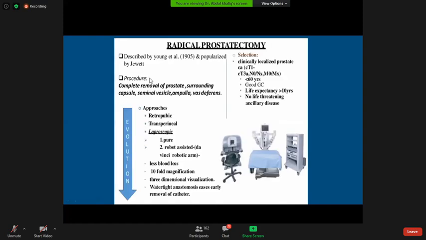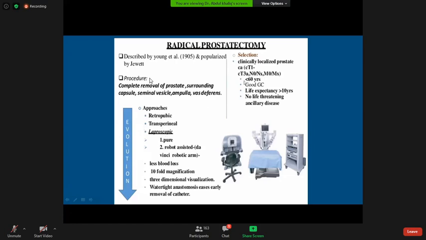In the radical prostatectomy, we completely remove the prostate with the surrounding capsule, seminal vesicles, ampulla, and the vas deferens. This is called the radical prostatectomy. The approach is retropubic or transperineal, or laparoscopic.